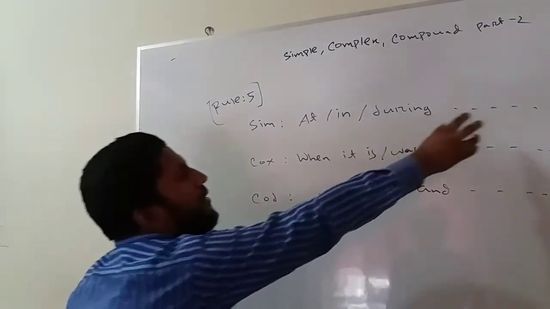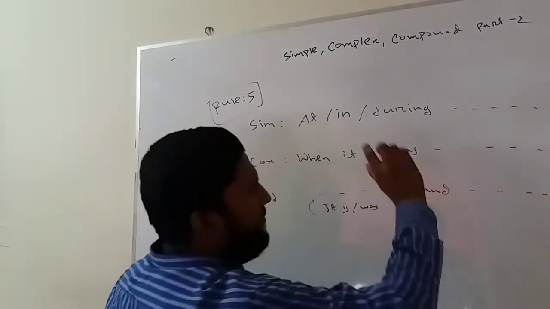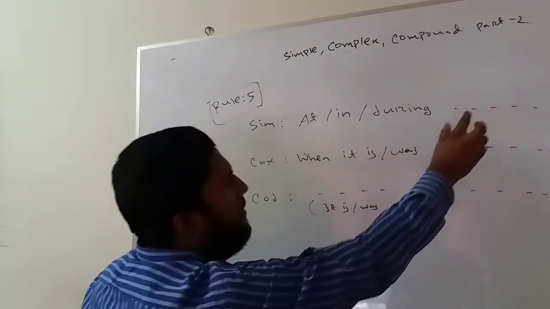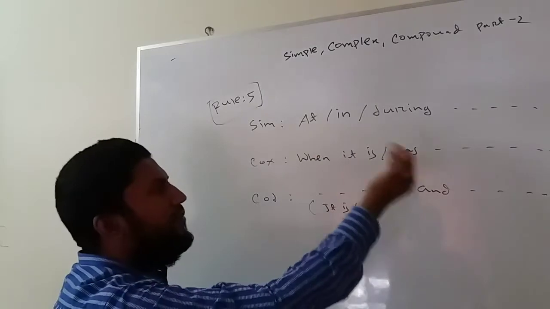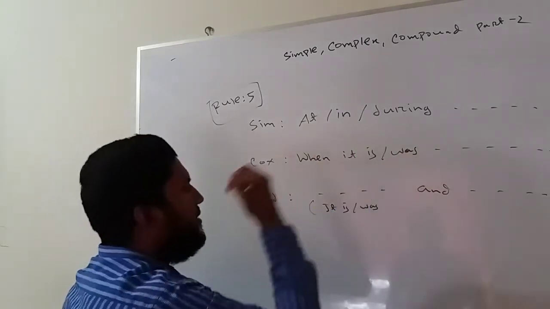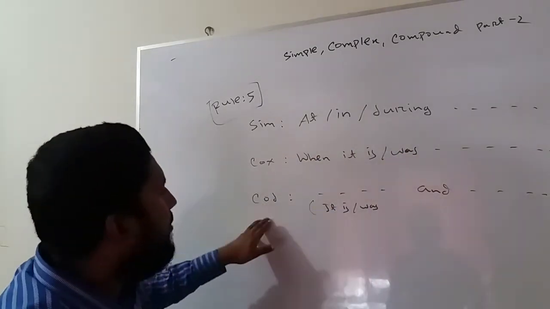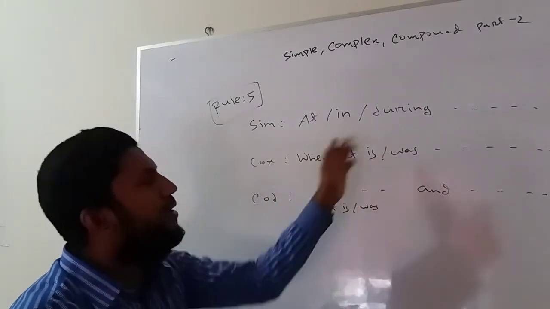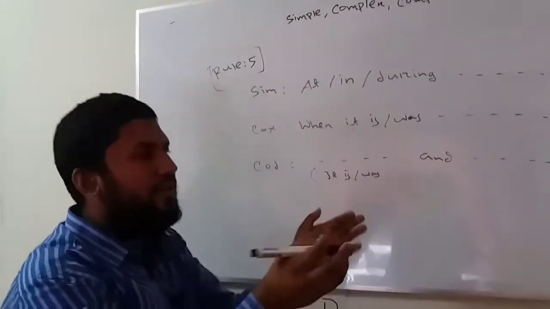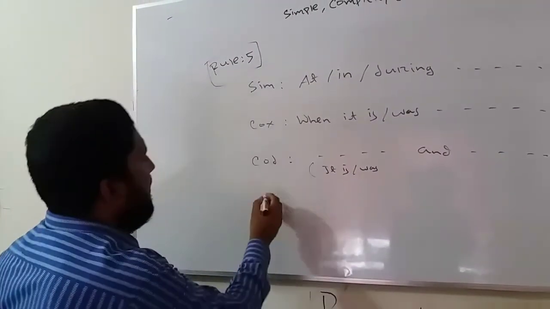There is another clause in the sentence. You will have to look at the clause, and if the clause is in past form, then you will have to use was. If the clause is in present form, then you will have to use is. For doing compound, you will have to start from it, is or was, then you will have to use and between two clauses. Look at the example.